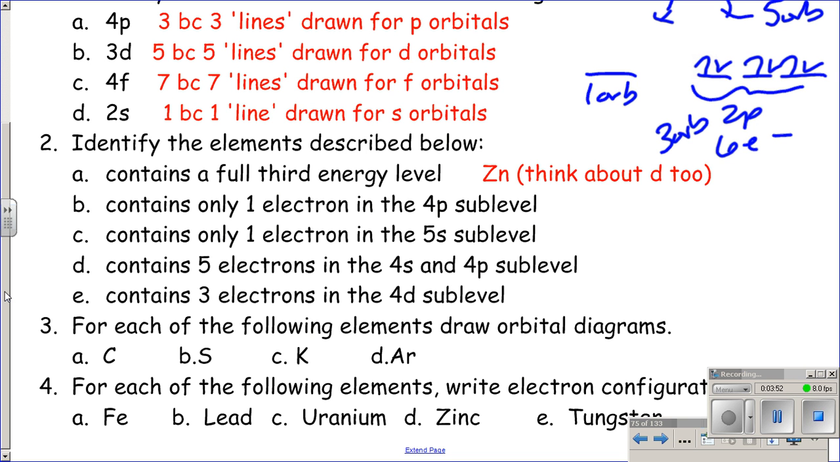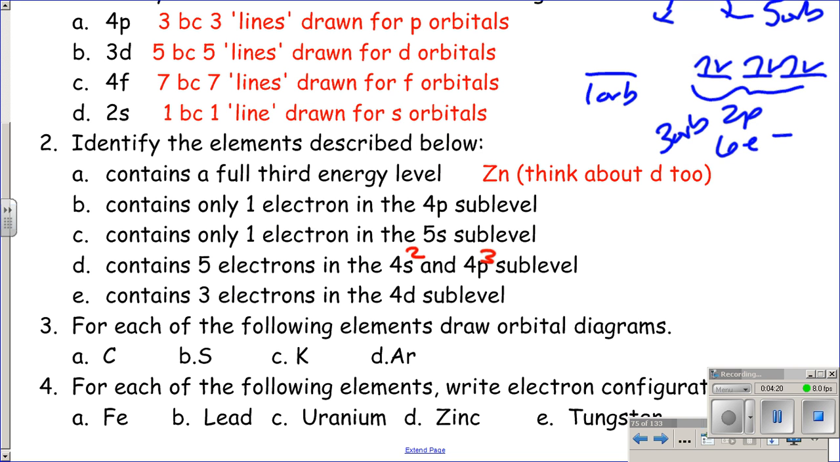2 electrons. So 4s2 is what you would write. And then if you have 5 electrons to work with, how many more do you need in P block? 3 more, because 5 minus 2 is 3, so you need 3 more right here. So you're looking for whatever element is that 4s2, 4p3. 4p3 would be arsenic.